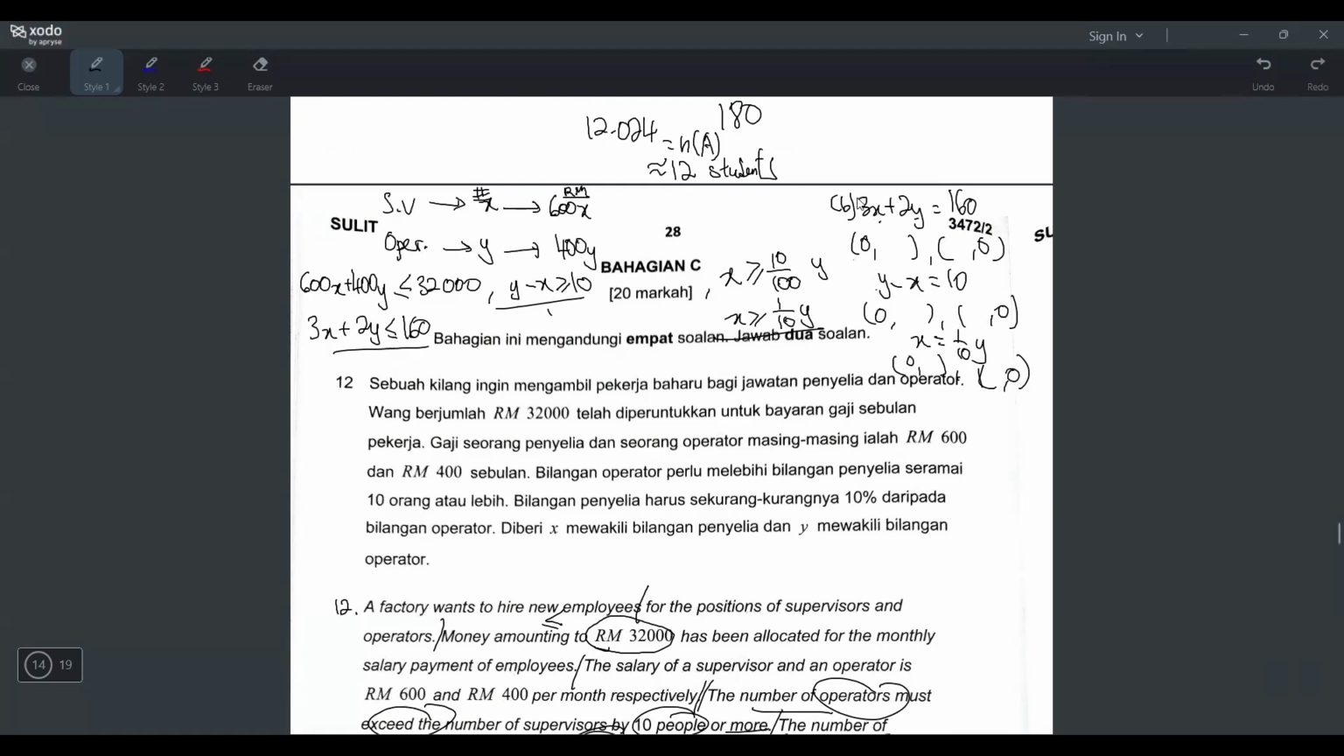When you sub x0, 0 times 3 is 0. So y will be 160 divided by 2, which is 80. When you sub y0, your x will be 160 divided by 3, and I think you get a decimal. If you press your calculator, it gives you 53.33333, and I don't like it because it's very hard to plot 53.33, right? So later I will change this point to another point.